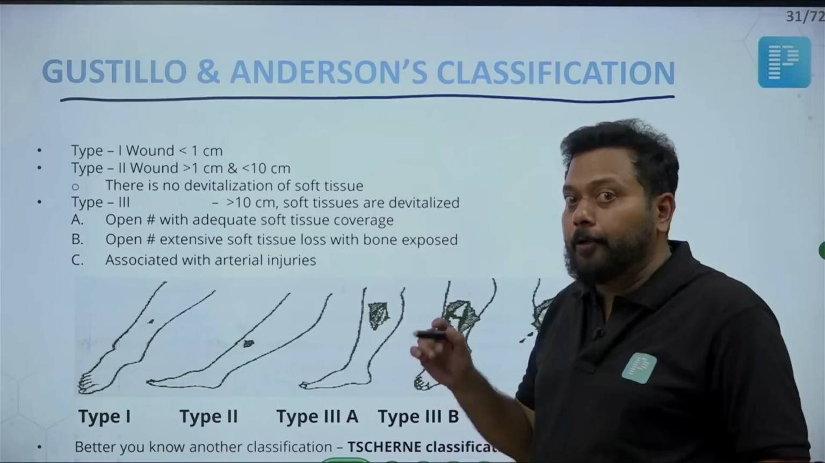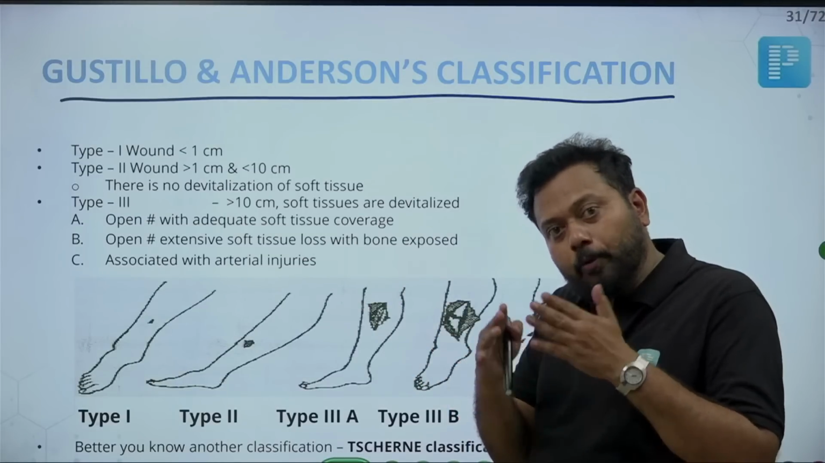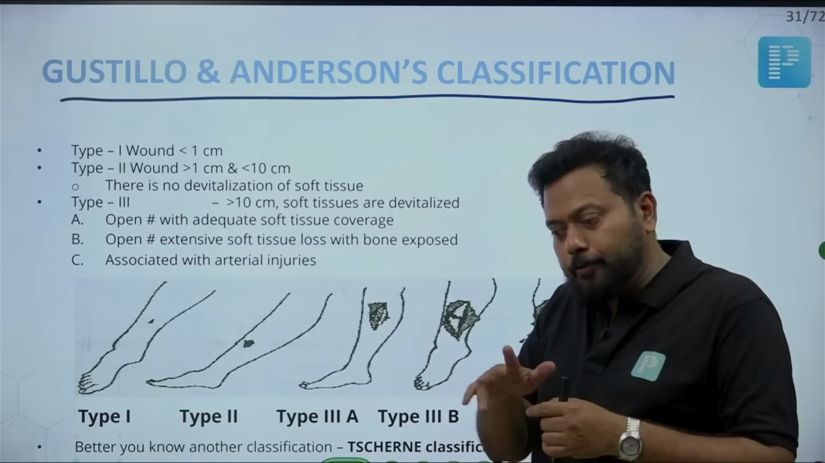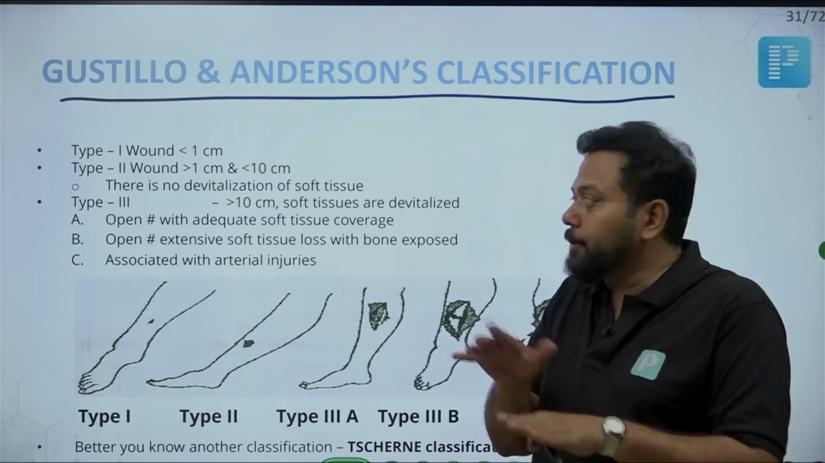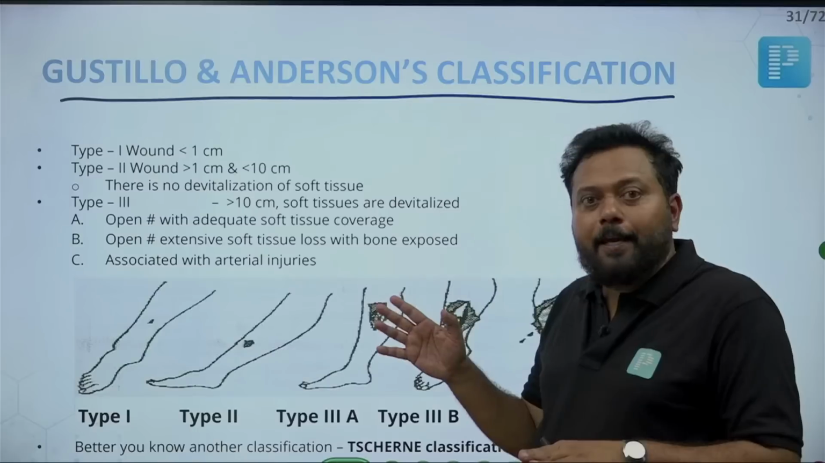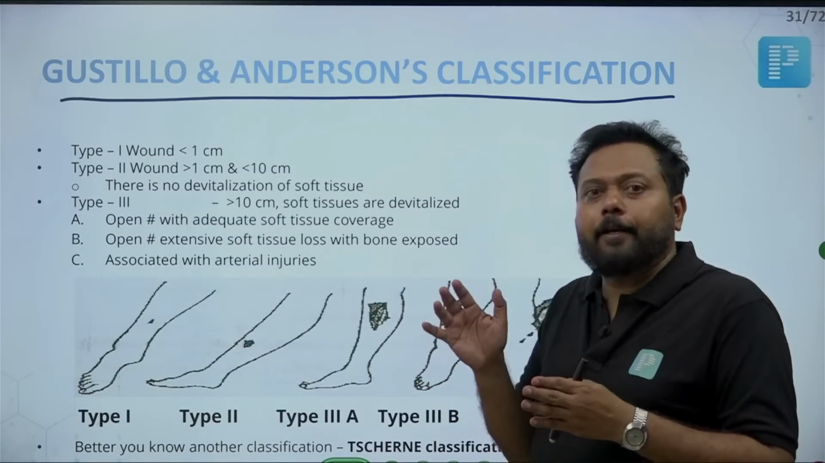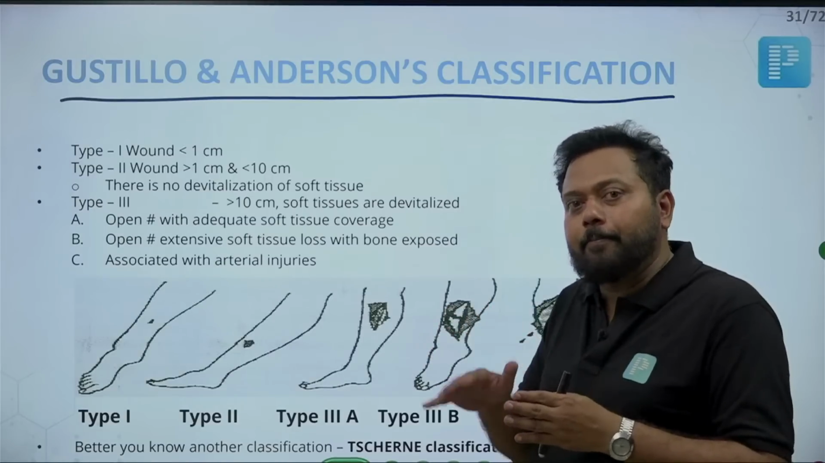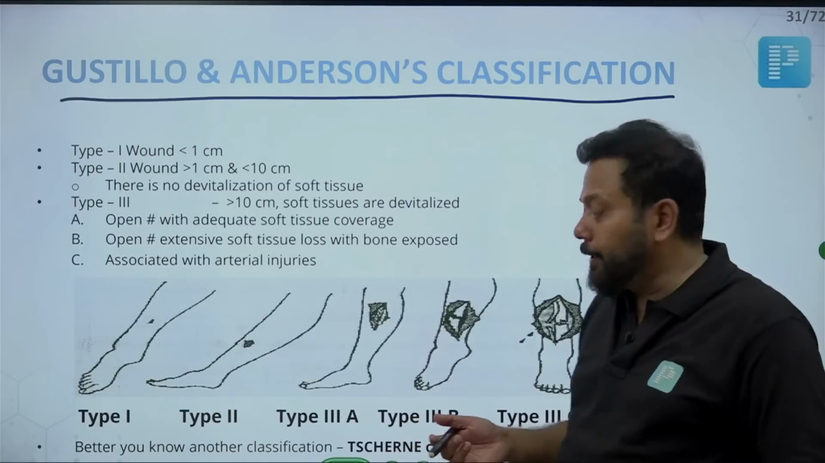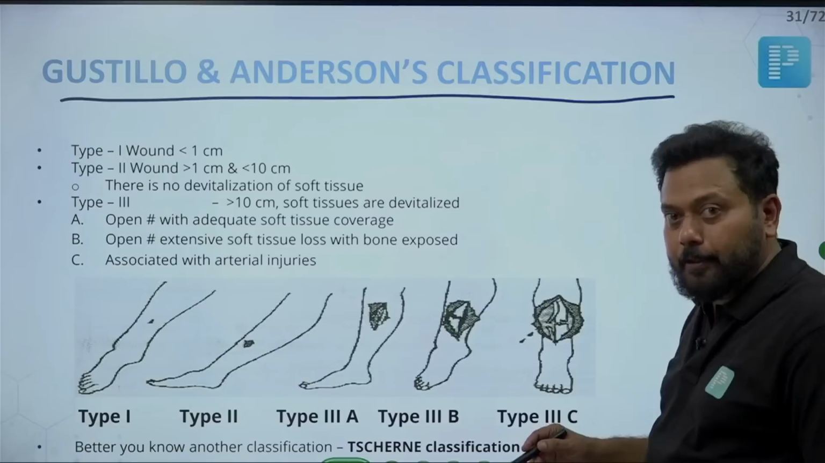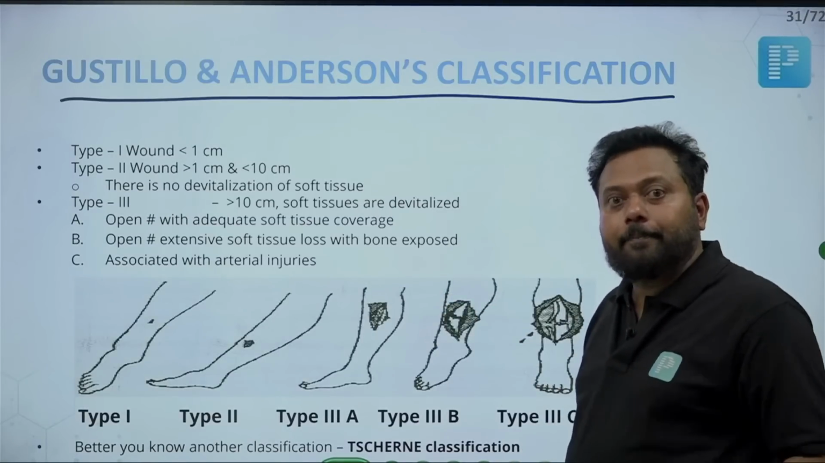Type 3 is subdivided into type 3A, where there is adequate skin coverage. The wound is more than 10 centimeters with devitalization of tissue, but when you cut all the dead tissue, you can close with the same skin. That is type 3A. Type 3B, inadequate skin coverage, needs skin grafting. Type 3C, what is the meaning? Associated arterial compromise, associated vascular damage. It's an orthopedic emergency. For example, the anterior tibial artery is cut. That is type 3C.